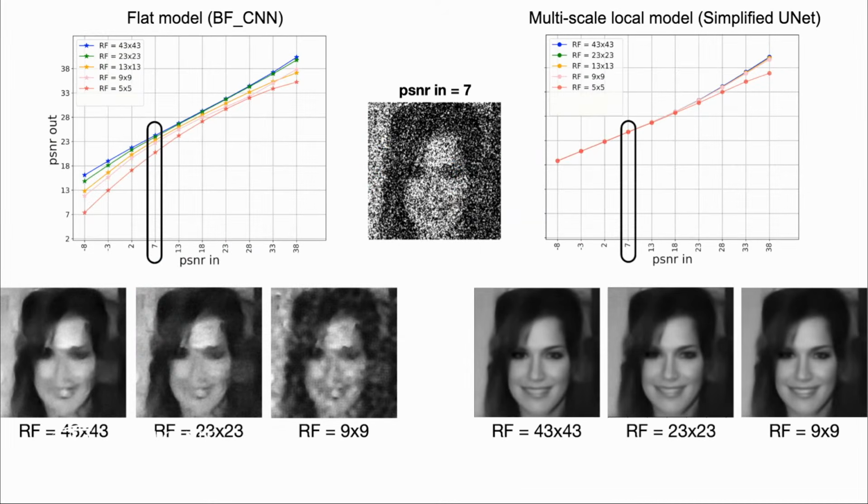To give you a visual understanding of what these numbers mean, this is a noisy image at this regime. And these are 3 examples of the pixel domain models that are local. As you can see, the performance is directly affected by the locality.